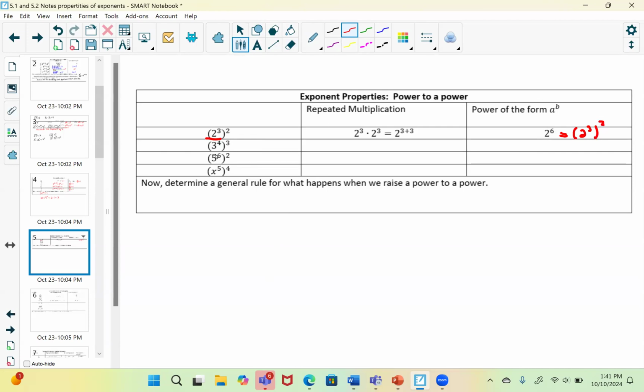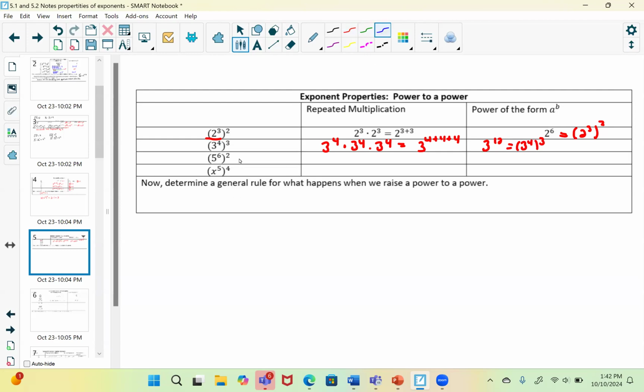Okay. So 3 to the fourth cubed, if I use the same rule, I would take 3 to the fourth and multiply it by itself 3 times, because that's what cubed means. And if I want to simplify it so that I have 3 to an exponent, we said if I'm multiplying, we add our exponents. So I have 3 to the 4 plus 4 plus 4. So 4 plus 4 is 8, plus 4 is 12. And so I have 3 to the 12th. And that again is the same thing as 3 to the fourth to the third power.